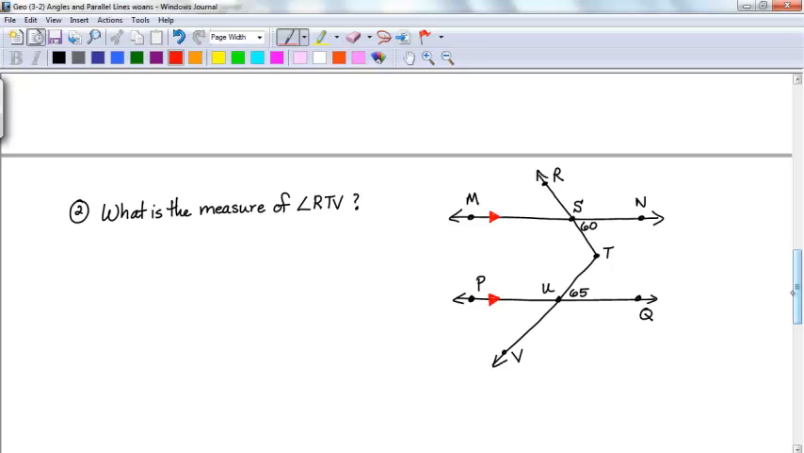Okay, this one the author is trying to be a little bit tricky. You've got to pay attention to those red arrows. They are parallel lines. They want you to find the measure of RTV. Here's how you do this: draw a supplemental parallel line. Draw another line in there.